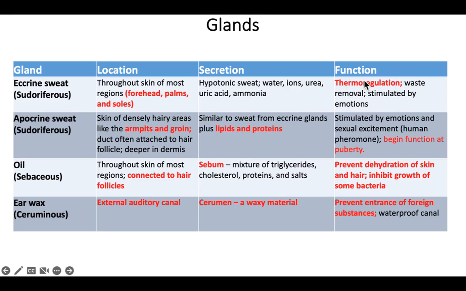Function is thermoregulation, cooling the body. Also, a little bit of waste removal. And these can be stimulated a little bit by emotions. Sometimes we might get nervous about something, and some sweat starts pouring off your forehead, and that's a normal thing when it comes to these sweat glands. We're going to see with the apocrine glands, they're even more stimulated by emotions, and in particular, sexual excitement.